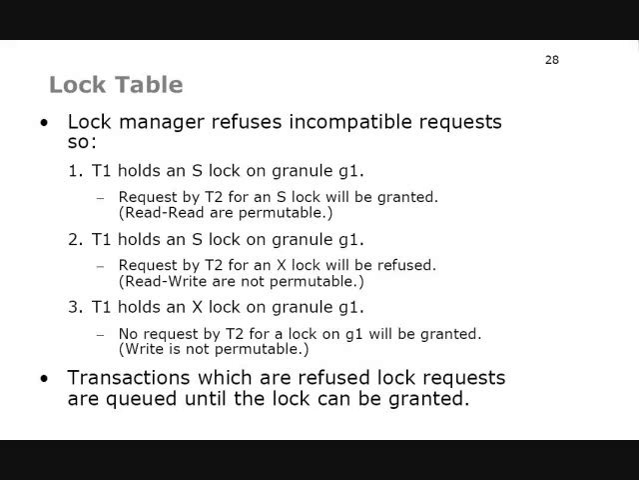If T1 holds a share lock and another transaction requests an exclusive lock, that will be refused, because read and write are not permutable, so I cannot grant an exclusive lock to the second transaction while the first transaction has a share lock on it. If T1 holds an exclusive lock on the granule, then every request on that particular granule is going to be denied, because an exclusive lock is going to automatically mean that we do not grant any other requests. So the transactions which are refused have to queue until they can get the necessary locks to execute. So transactions will be waiting to access the necessary locks so that they can continue execution.